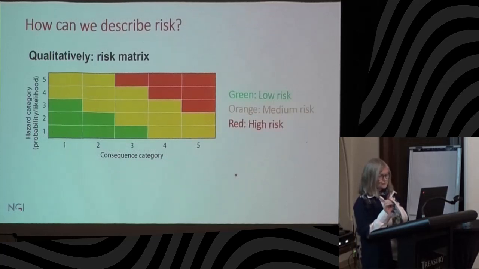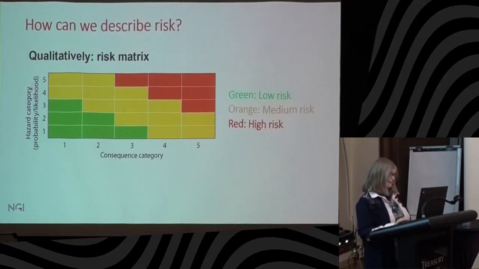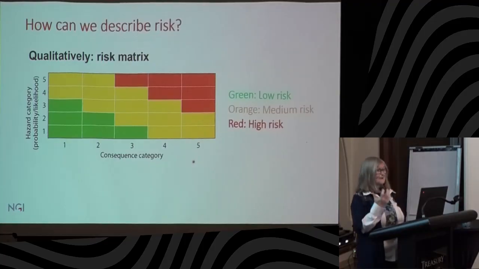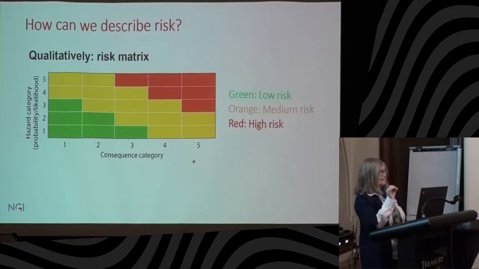Then just 2 slides or so on how we describe risk. Qualitatively, often, it's not the only way, but it's a risk matrix where we have a hazard category, or the probability that an event may occur, from 1 to 5, and the consequence category from 1 to 5. And in this matrix, you bring in the events that may occur.